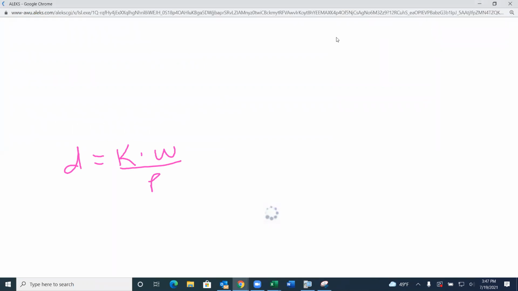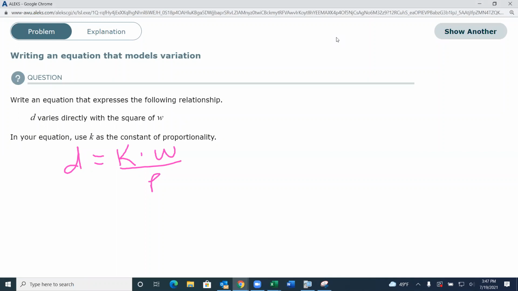Okay, what else we got? Let's find something better. Sure, what the heck. So D varies directly, so K times, with the square of W. Boom. Done.